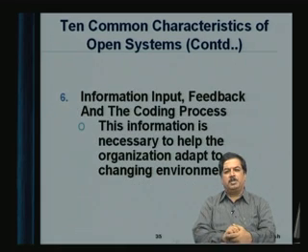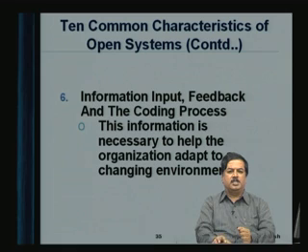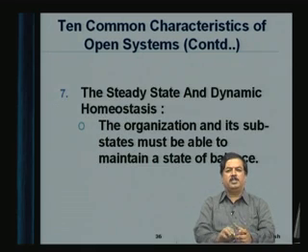And similarly, when we are talking about the open system, the information input, the feedback, understanding and the coding processes all become very relevant. So this information is necessary to help the organization adapt to a changing environment. So that means the sensing mechanisms, the clear perceptions of what is happening, and the use of that external information to bring about internal changes are a part of this open systems view of the organization.